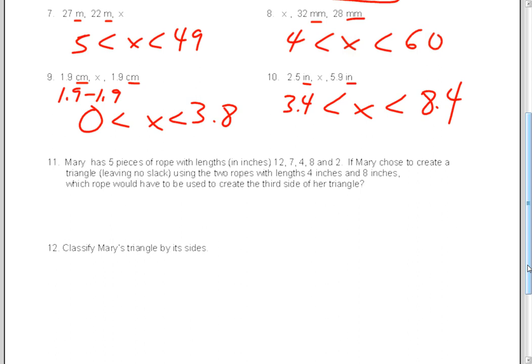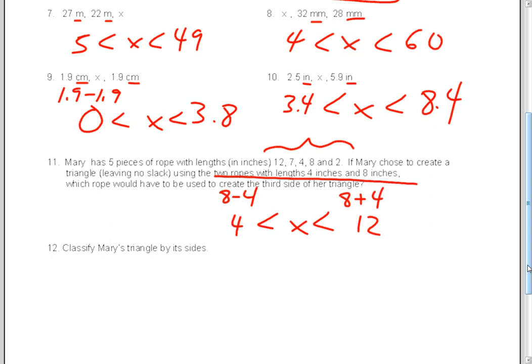If you read through number 11, Mary has these pieces of rope. She's going to use 2 of the pieces. So what should I do with those 2 pieces, 4 and 8? Circle. What did I do with them up here? Oh, put them in the inequality. So we're going to use x for our third side.